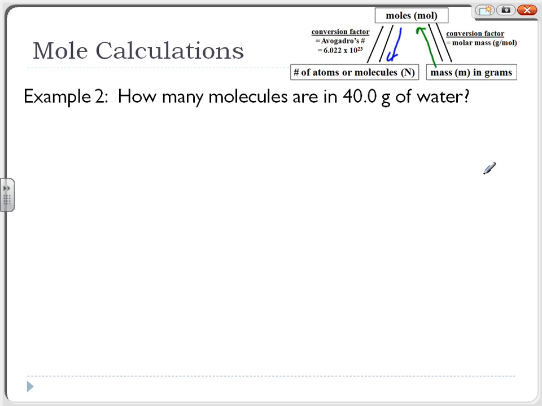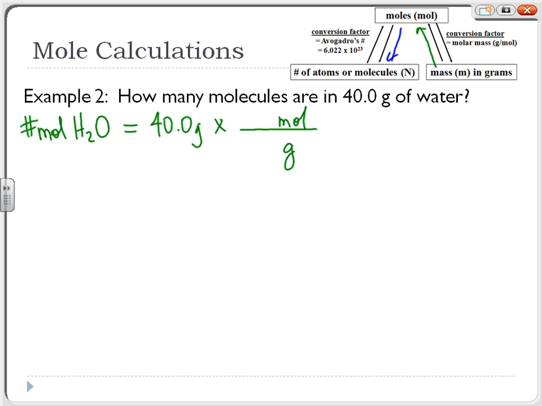So step 1, I'm asking you to find the number of moles of water, H2O. Then you write an equal sign. Then you write what's given to you in the problem. In this case, 40 grams of water. Now we're going to times it by a conversion factor. So again, my conversion factor is going to basically cancel out grams and keep moles. So I need to put grams on the bottom and moles on the top.